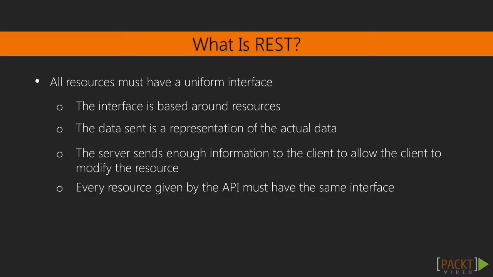Four, every resource provided by the API must be represented and accessed in the same manner. For example, one resource cannot be represented in XML and one in JSON, one over raw TCP, and one over HTTP. This constraint exists to force the server creators to keep the interface consistent for the client creators.